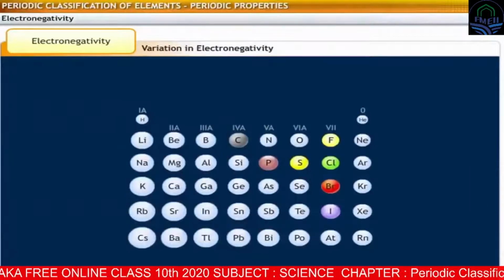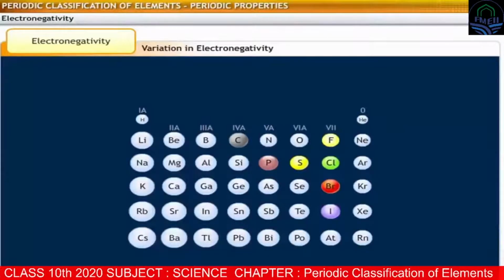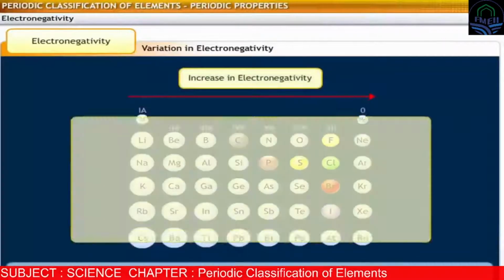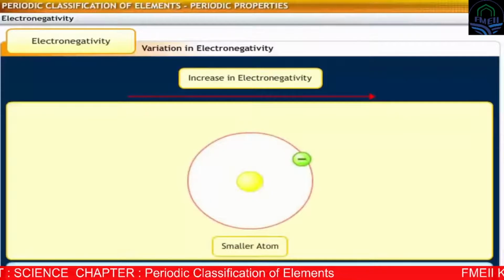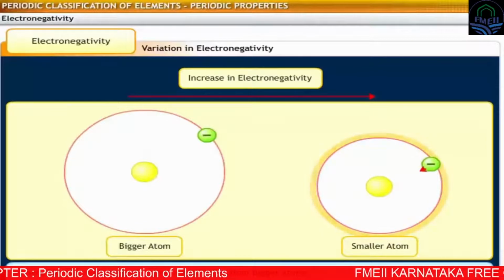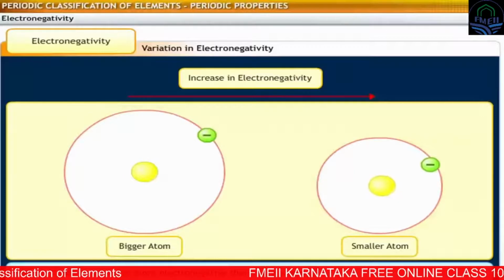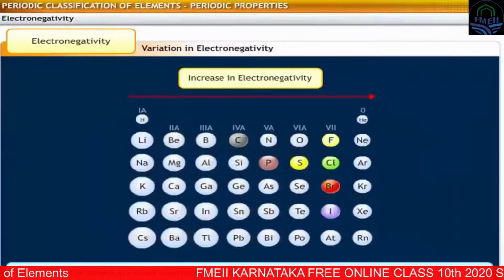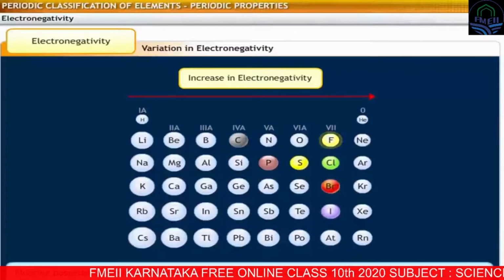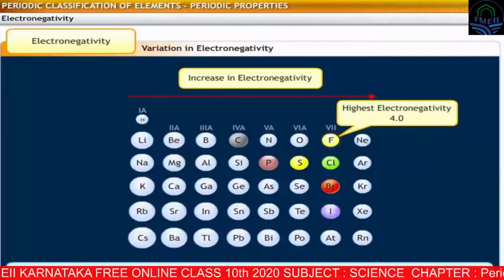Let's review the variation in electronegativity in the periodic table. Across a period, electronegativity increases from left to right, as smaller atoms are more electronegative than bigger atoms. In smaller atoms, the outer shell is very close to the nucleus and hence the attraction between the nucleus and the electrons is stronger. In the periodic table, halogens have high values. Fluorine possesses the highest electronegativity value of 4.0 in the periodic table.